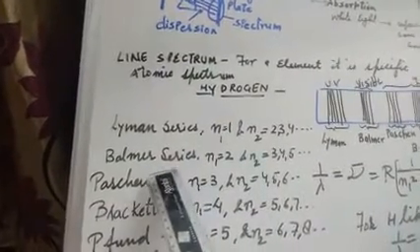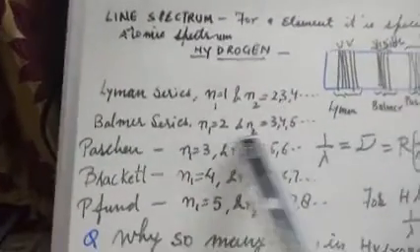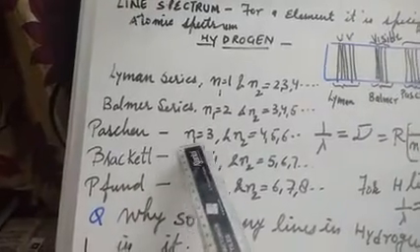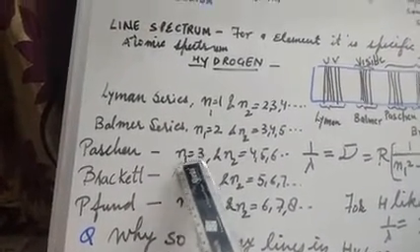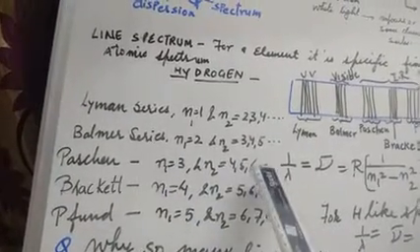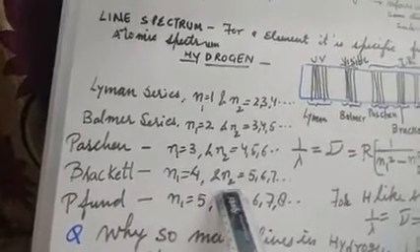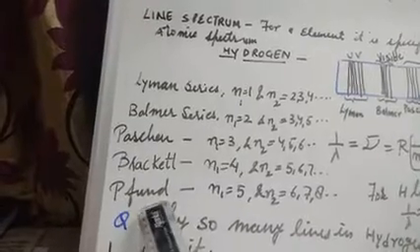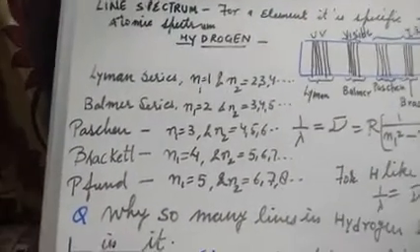If we are taking the Balmer series, n1 will be equal to 2 and n2 will be 3, 4, 5. For Paschen, n1 is always 3, that means the electron starts from the M shell, and from M it can go to N, O, or P. In Brackett, n1 is always 4 and n2 can be 5, 6, 7 and so on. In Pfund, n1 is always 5 and n2 can be 6, 7 and so on.